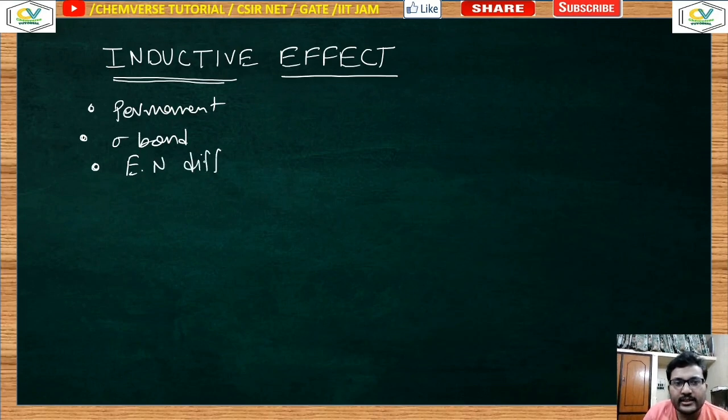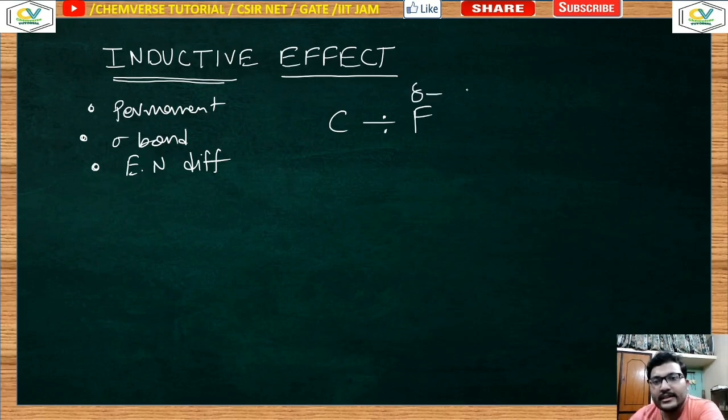Suppose I am taking the bond between carbon and fluorine. Fluorine is more electronegative than carbon, so the bond pair of electrons will be shifted towards the fluorine. It's the nature of electronegativity. As it has a higher electronegativity, it will drag the bond pair of electrons towards itself. As a result, there will be some amount of delta negative charge over fluorine, and the carbon will be some amount of delta positive.